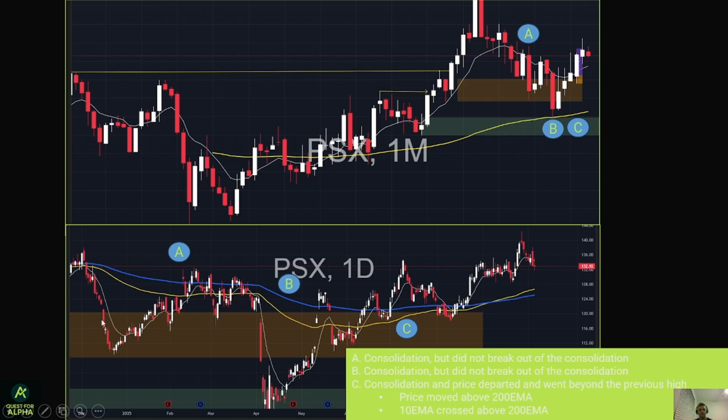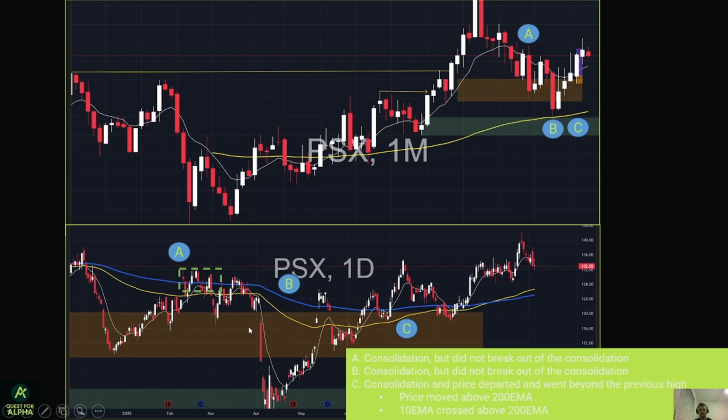When the price reached the zone at A, which would be right over here on this specific candle, the price did come above the 200 EMA. It consolidated, but there was never a breakout. It actually broke down. So now we wait for the setup in B.